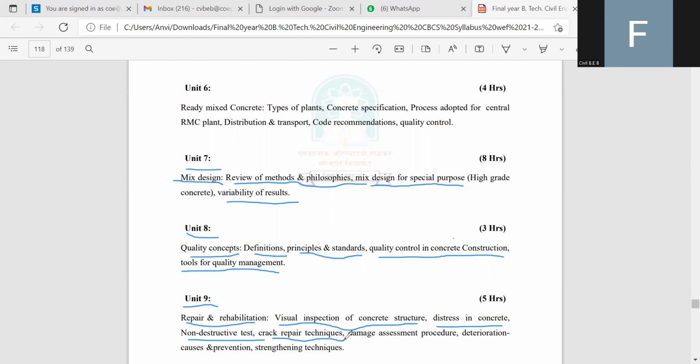Then crack repair techniques. There are so many techniques of repairing cracks. Some insulations are there that we are inserting in the crack.